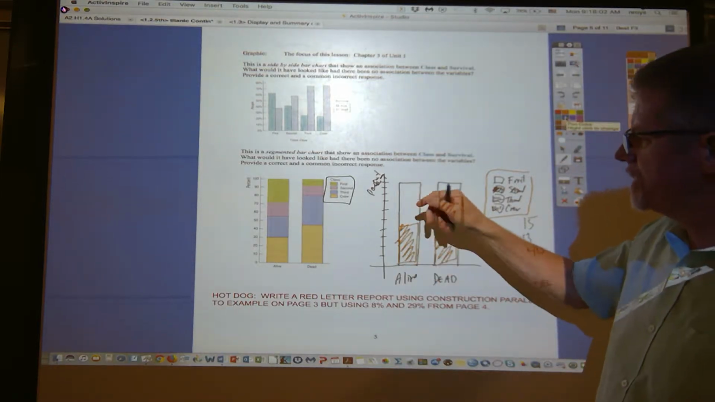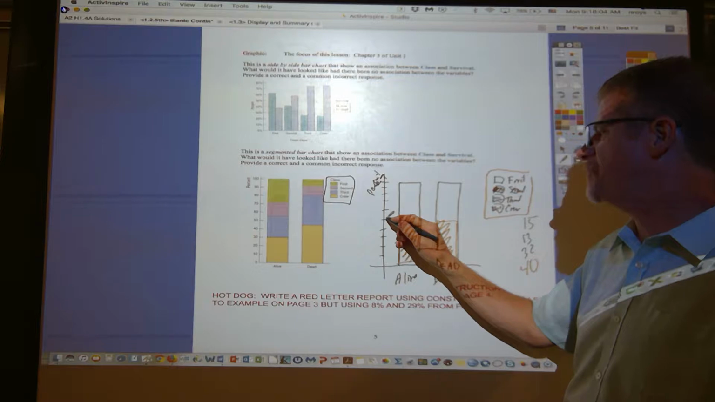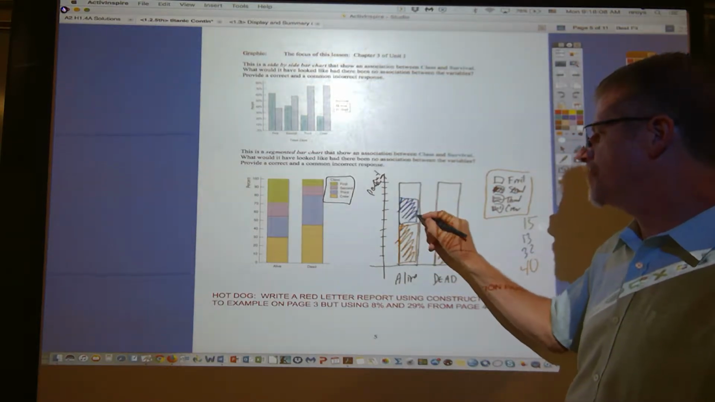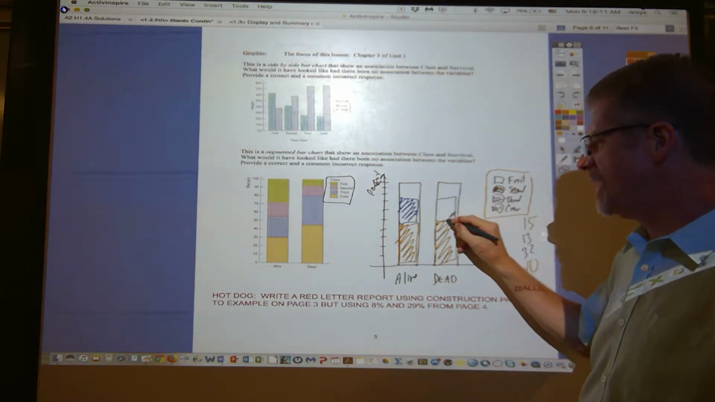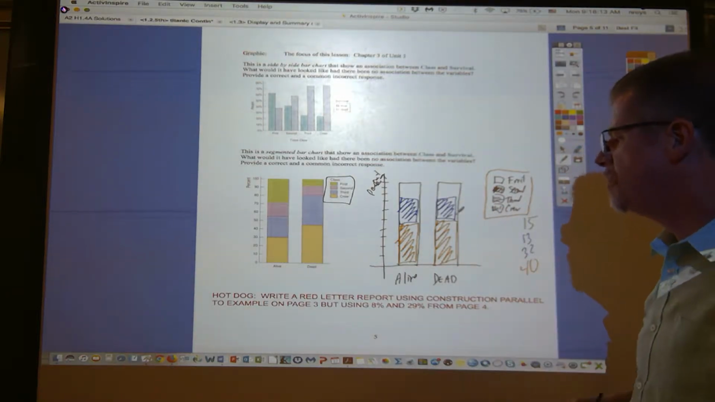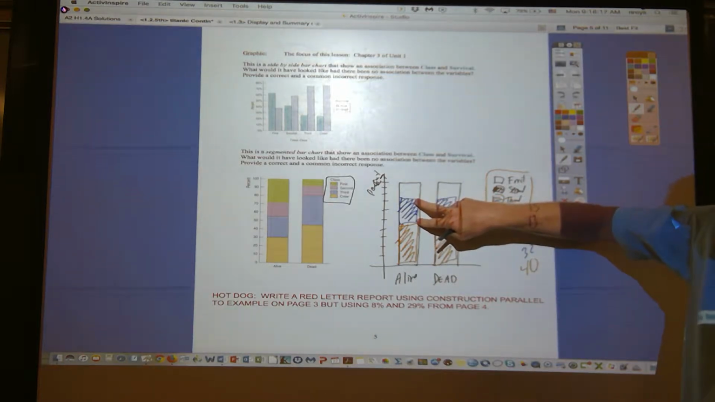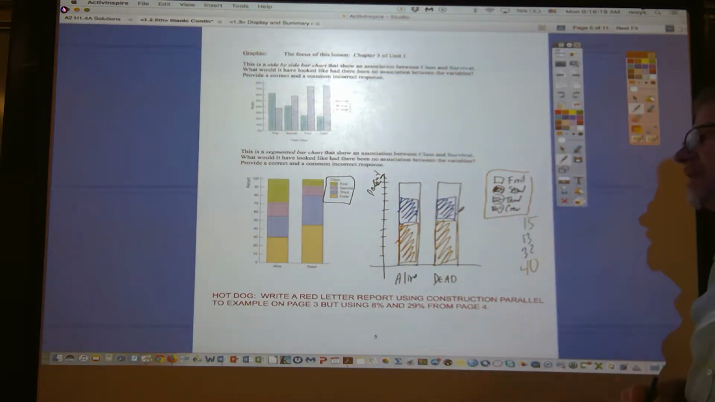32%. So to 40, I'm going to add 32 to take me up to 72. So this would have been the section for third class. Had survival been independent of class, we would have expected 32% of the living to be third class, and 32% of the dead to be third class.